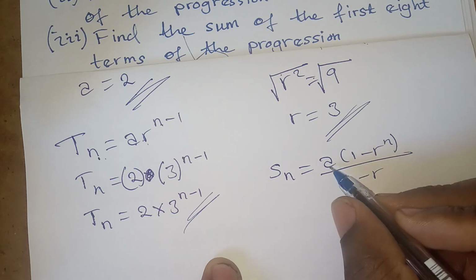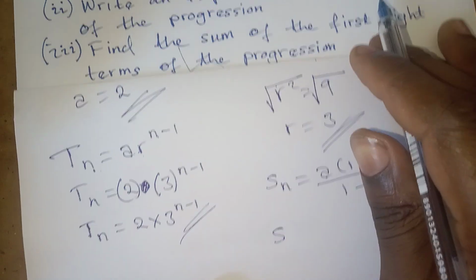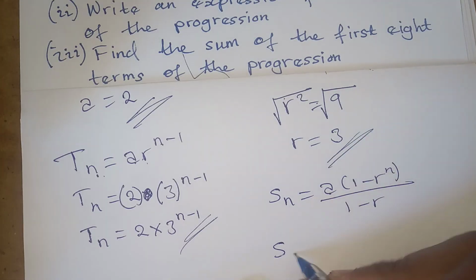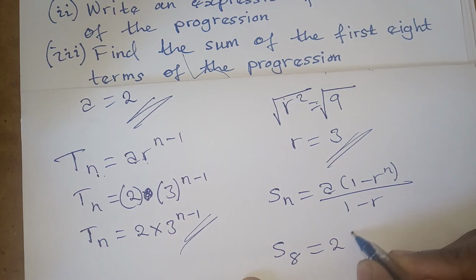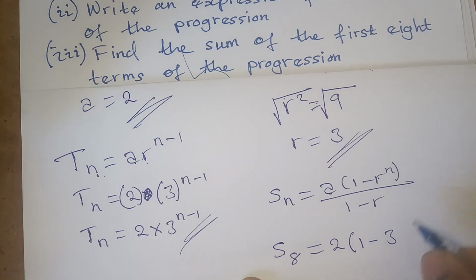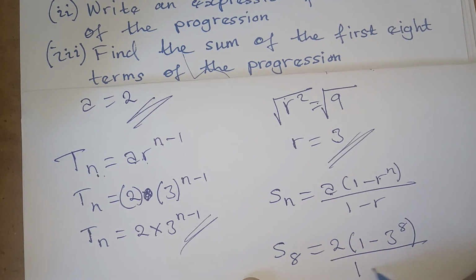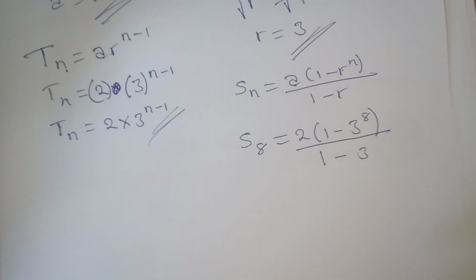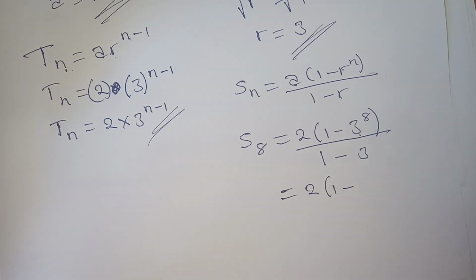So our a here is 2. Find the sum of the first 8 terms, so our n is 8. Our a is 2. Then you have 1 minus, our r is 3, our n is 8, everything over 1 minus our r, which is 3 again. So now you have 2, 1 minus 3 to the power 8.